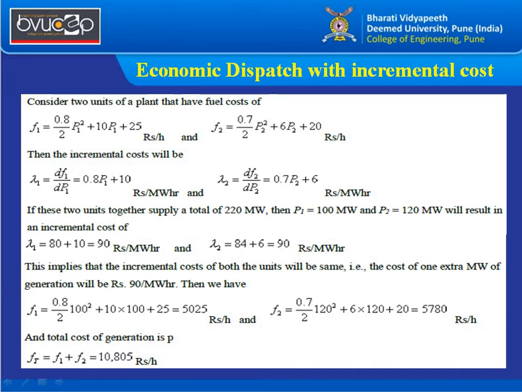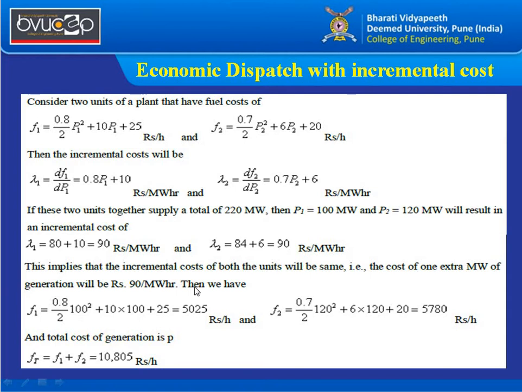Now this P1 and P2 we have already considered as given in this particular case. So P1 is 100 and P2 is 120, so that the total demand of 220 megawatt is satisfied. So this will result in incremental cost of, when we substitute 100 into 0.8, which comes out to be 80 plus 10, so this lambda 1 will be 90 rupees per megawatt hour, and lambda 2, when we substitute 120 instead of this p2, we get 84 plus 6, which comes out to be 90.